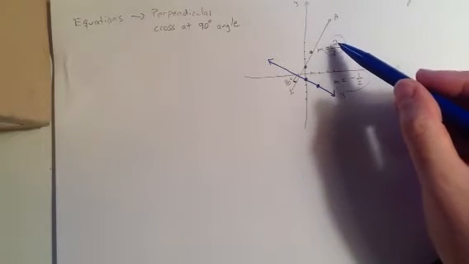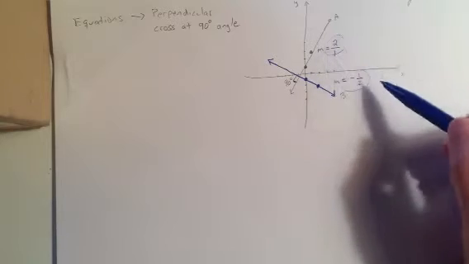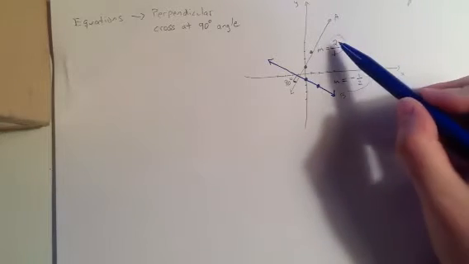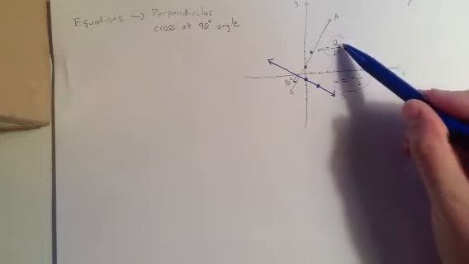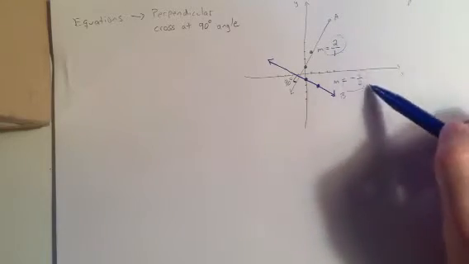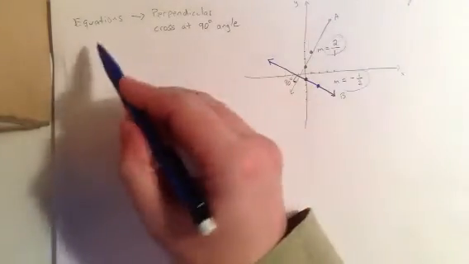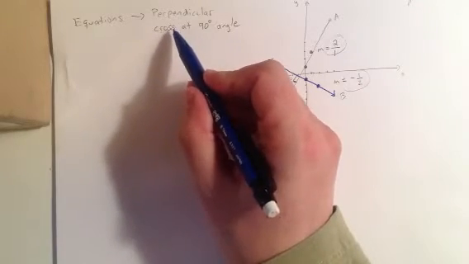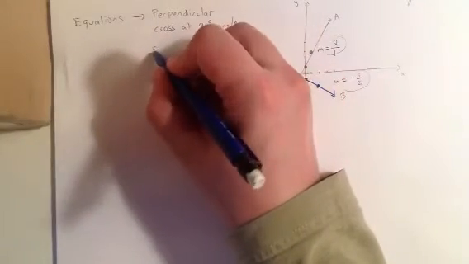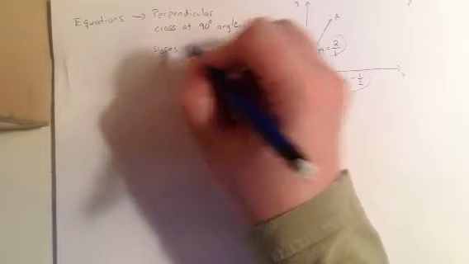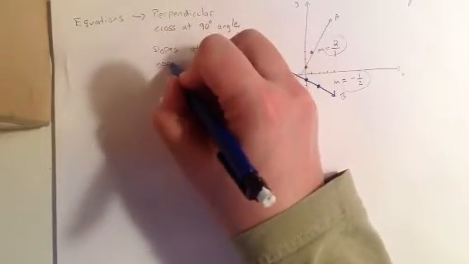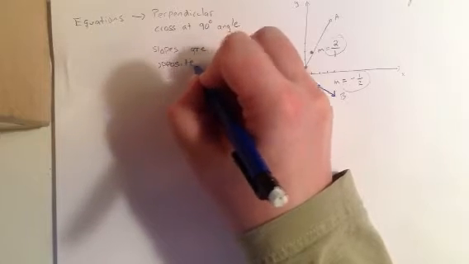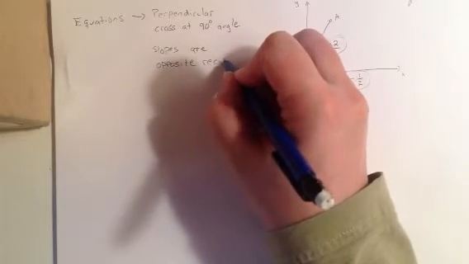It's also that the fractions here are reciprocals. So this is up 2 over 1. This is 1 over 2. These are reciprocals of each other. The fractions are flipped. So for us to have equations which are perpendicular, the slopes are opposite reciprocals. Two things.